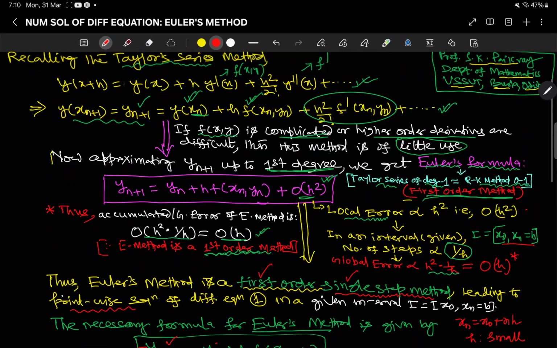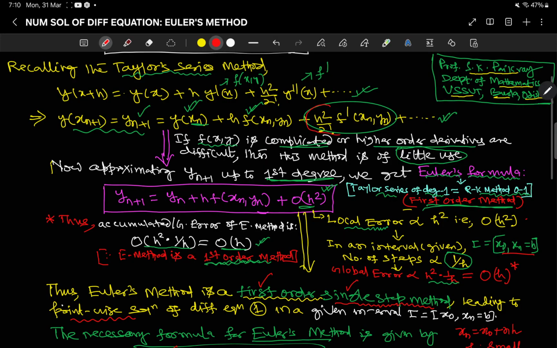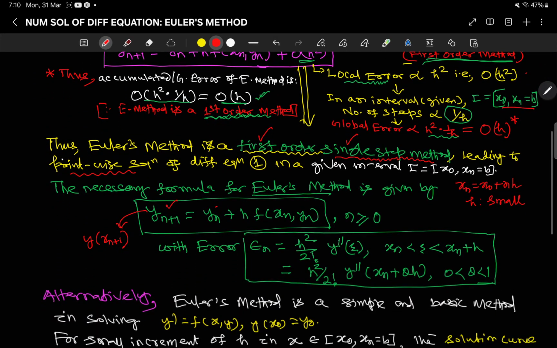The error agrees with the third term of this Taylor series. So here the error is h²/2! y''(ζ), where ζ lies in the interval xn to xn+h, or alternatively xn + θh with 0 < θ < 1. However, for error, what will we do? Alternatively, for error we find the true solution minus the numerical solution.